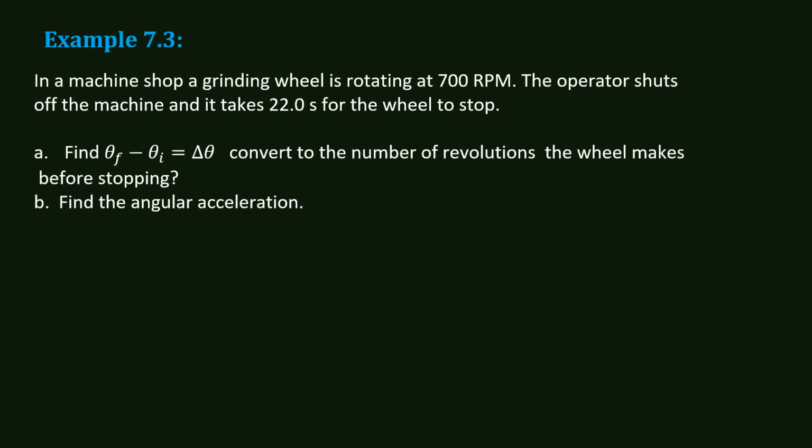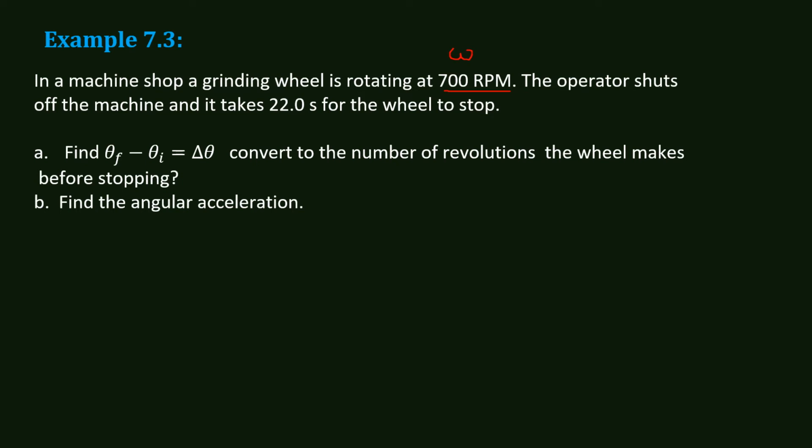Now let's look at another example that's a little more involved. In a machine shop, a grinding wheel is rotating at 700 RPM. The operator shuts off the machine, and it takes 22 seconds for the wheel to stop. So we have a grinding wheel that is moving at an angular velocity, 700 RPM. That is an angular velocity. That is an omega.